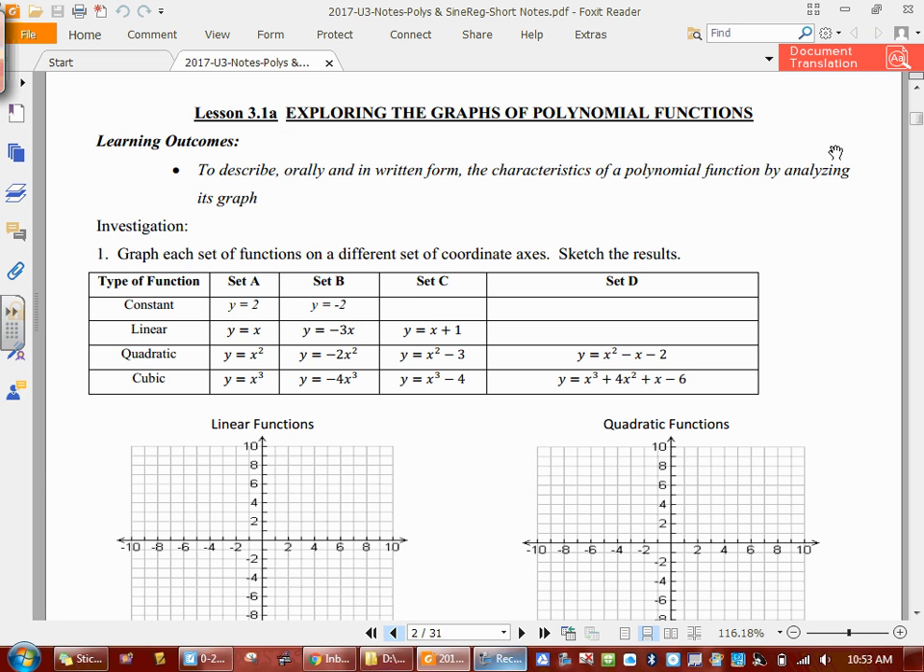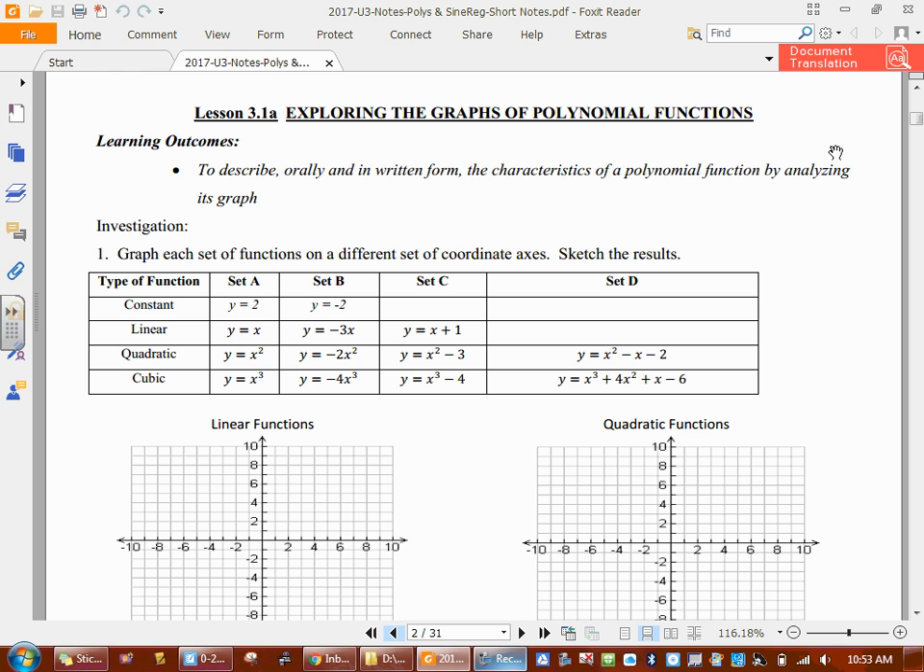Brand new units. This is a two-part unit. This is Unit 3, Polynomials and Sinusoidal Functions. So our first section is polynomials. We're going to discuss the 4 types of polynomials. What is our outcome we're going to be discussing today? Describe orally and written the characteristics of polynomials by analyzing graphs.